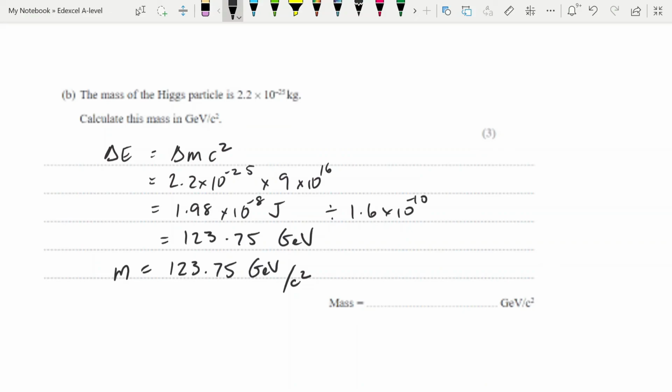To do that, you take your 123.75 gigaelectron volts per c squared. How much is that in kilograms? Just let that be 123.75 gigaelectron volts as your energy. Forget about the c squareds. That's your energy for that equation. And then you turn it into joules, put that into the equation, you then divide it by c squared and it'll come out in kilograms.